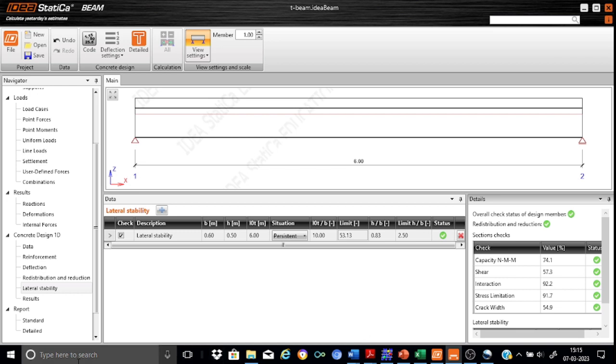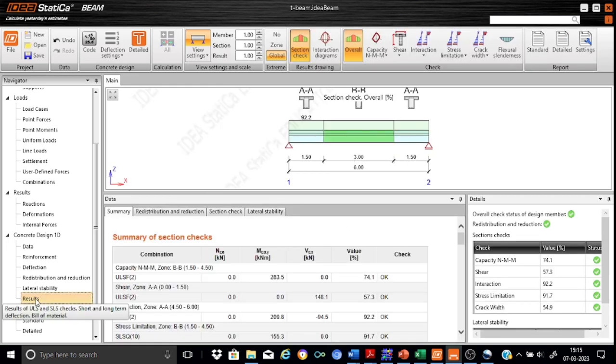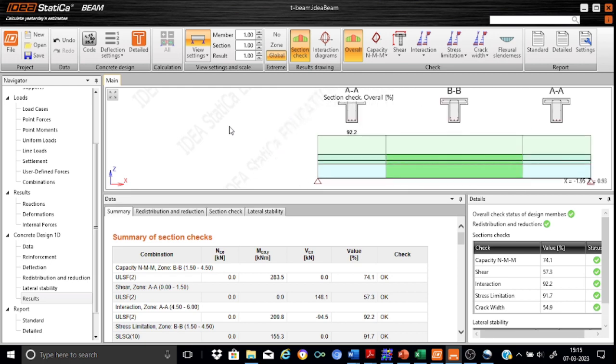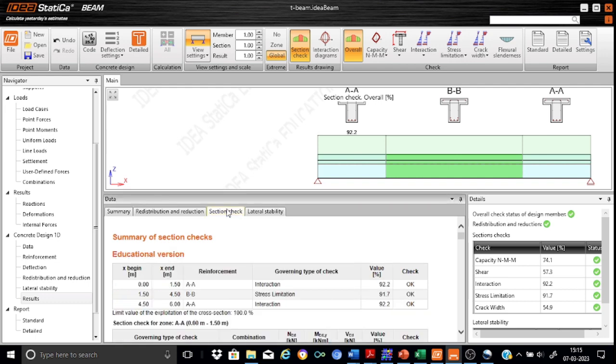You also need to study the results properly. On the top it provides you a failure utility ratio. You can see the utility ratio is 92.2 for zone A, and for zone B it is almost the same, a 92% something like that. So you can quickly check into the various sections, the various zones, AA and BB.